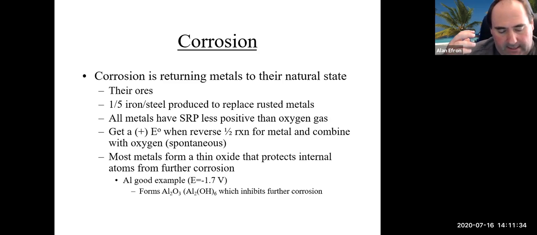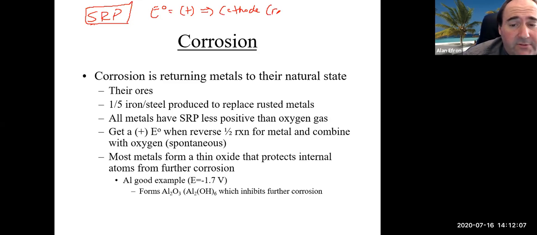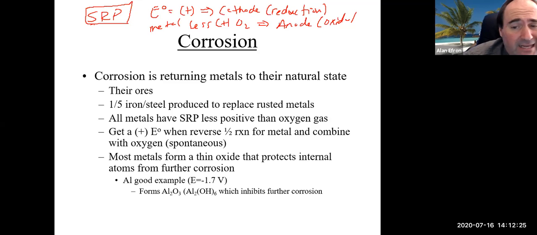And when we think about metals that will go through corrosion, it's really all metals that have an SRP value that's less positive than oxygen. So let's take a moment and think about what that means. SRP values, or standard reduction potential values, that we talked about in this chapter and in that table. If you remember, when we look at those SRP values, the more positive guy is going to be your cathode, and that is where reduction would take place. Which means that if you have a metal that is less positive than oxygen, that metal, when it combines with oxygen, will become the anode and thus go through oxidation.